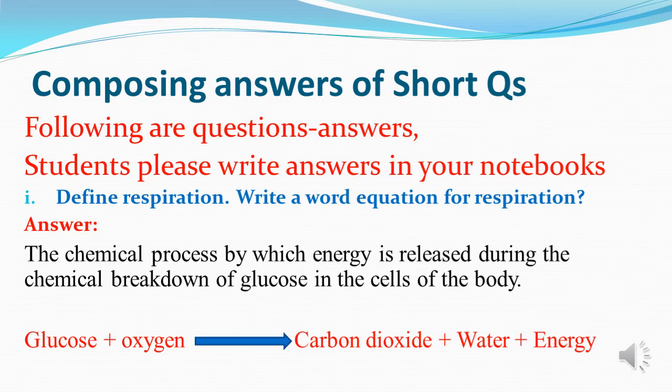The chemical process by which energy is released during the chemical breakdown of glucose in the cells of the body is called respiration. The word equation is also given in the answer. You can see in this reaction, glucose reacts with oxygen and produces carbon dioxide, water, and energy as well.